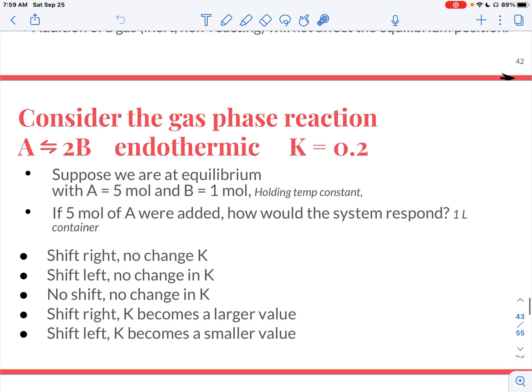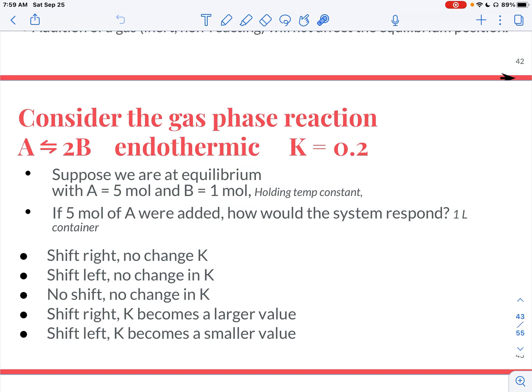So we're going to start with this generic reaction we have here. A is at equilibrium with 2B. They're both gases, gas phase. It's endothermic, which we'll talk about later on, that will come into play. And the constant is 0.2. Okay? So the first one says, suppose we are at equilibrium with 5 moles of A and 1 mole of B, holding the temperature constant. Okay, so that just means K isn't going to change.